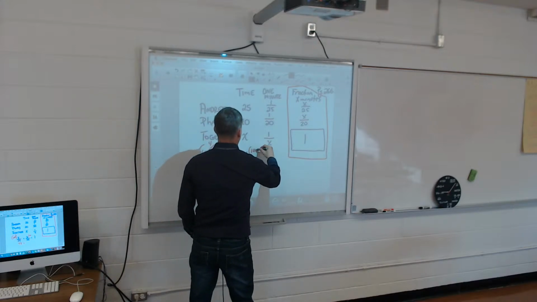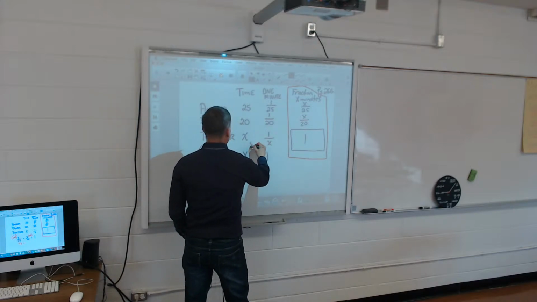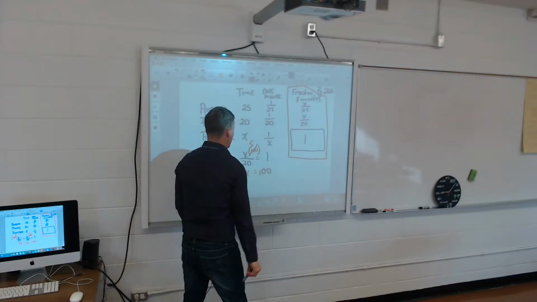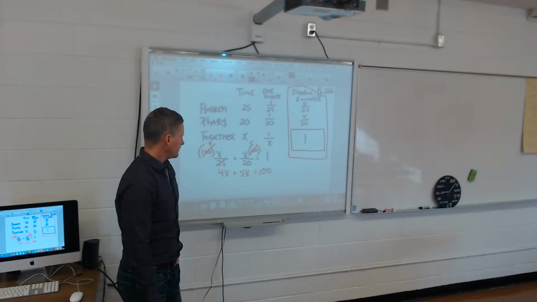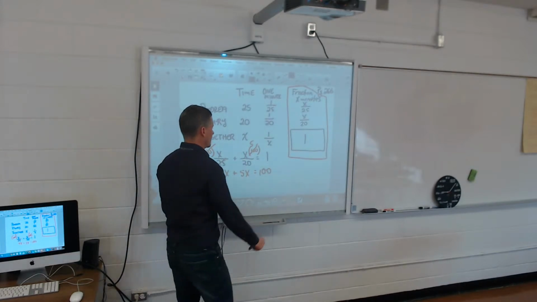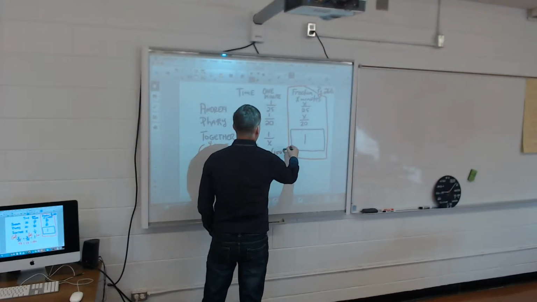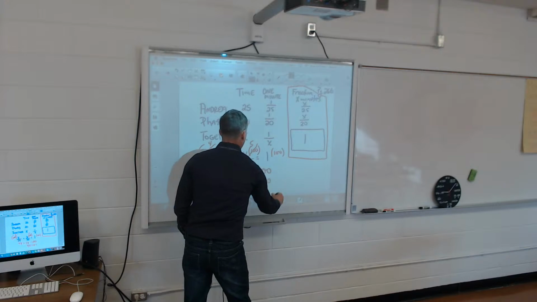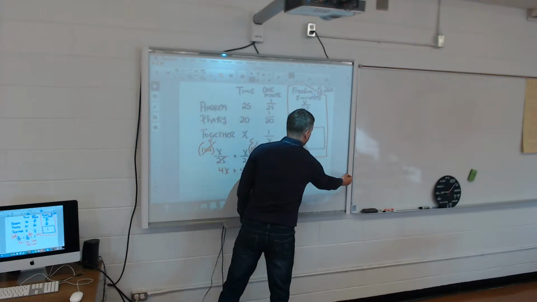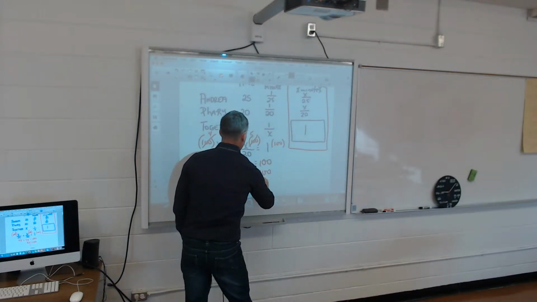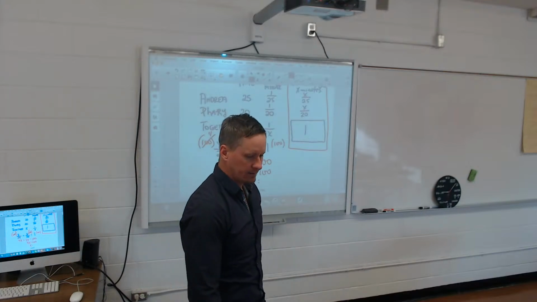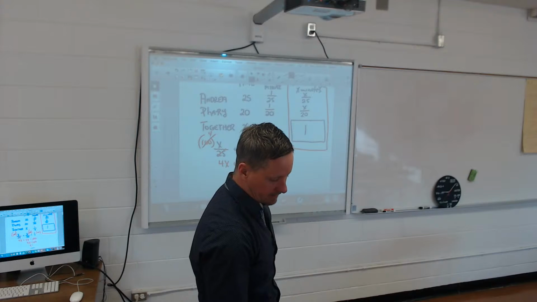100 here leaves me a 5. So I would have 4x plus 5x is equal to 100. We're going to times this by 100. So I have 9x equals 100. And then I would divide by 9. So 100 divided by 9.